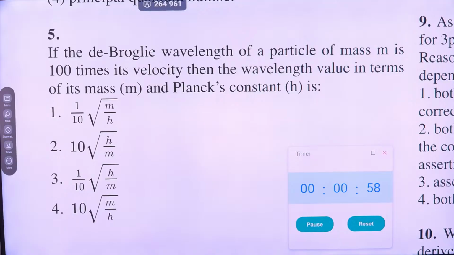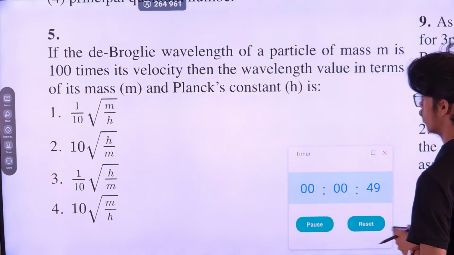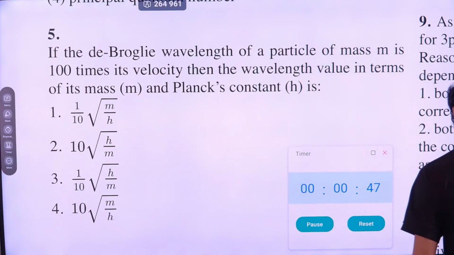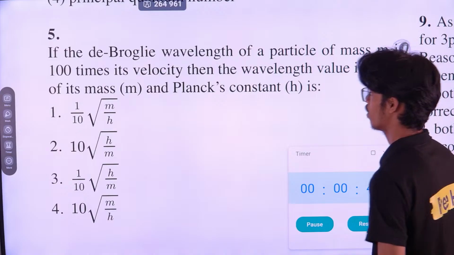If the de Broglie wavelength of a particle of mass m is 100 times its velocity, then the wavelength value in terms of its mass and Planck's constant is what? Simple, it's not a big deal. Shraddha, don't retract the message. Don't worry if you are wrong, it's not a big deal. You might be wrong, but you are attempting.